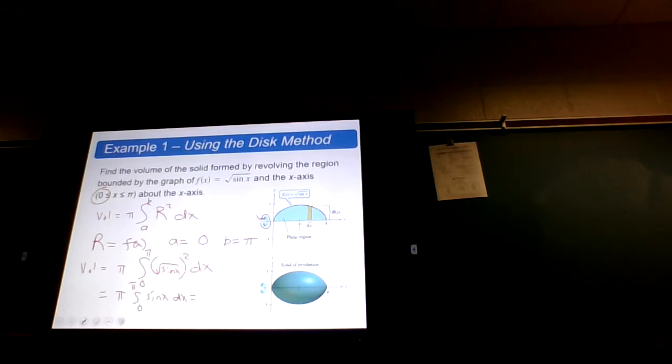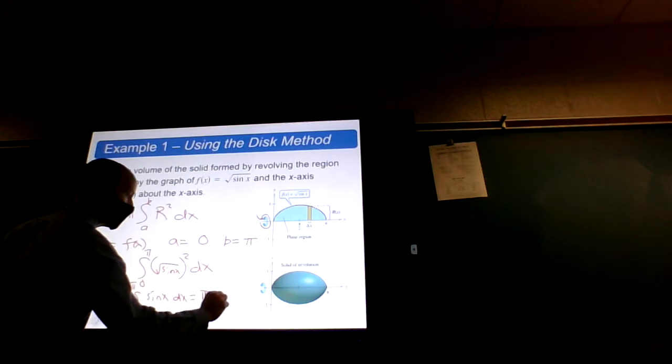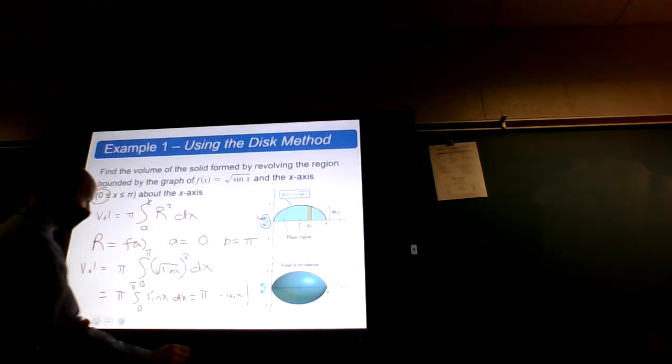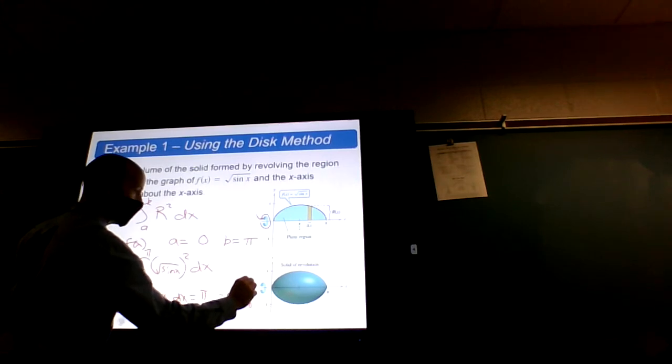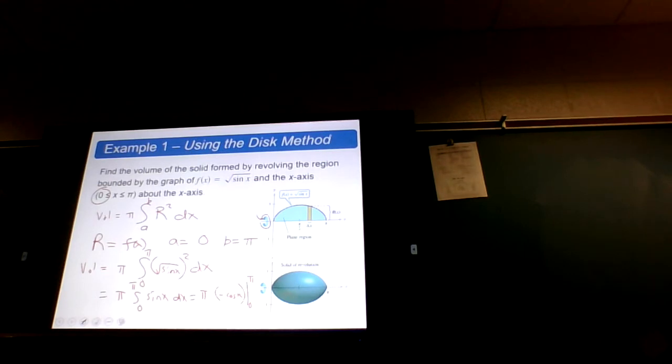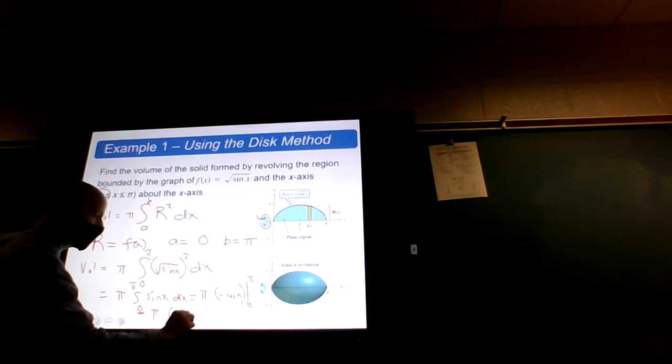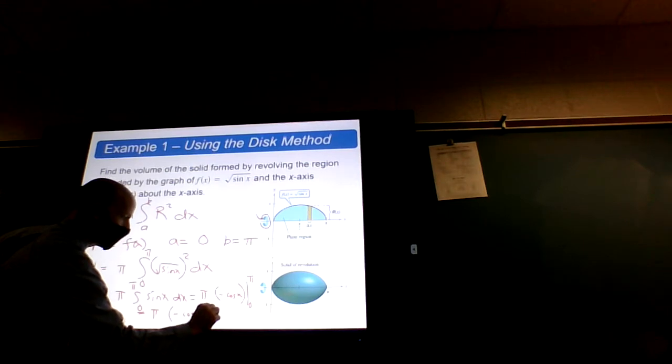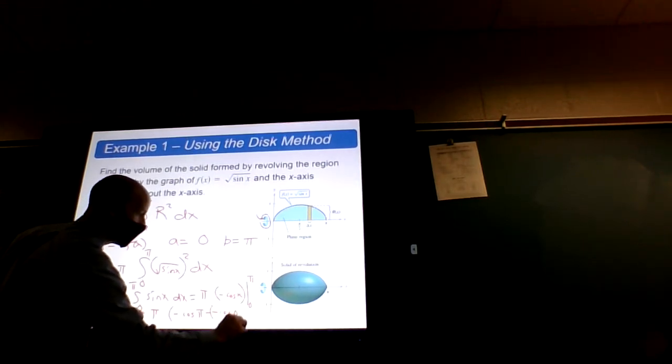And what is the antiderivative of sine x? Negative cosine x. So this is going to be pi times negative cosine x, which needs to be evaluated from 0 to pi. Put this in parentheses. Now, let's go ahead and show all of our work here just to make sure we're good. Okay, it doesn't want to let me write that bottom equals. There we go. I'll put it up there then. So we got pi times negative cosine of pi, and then minus the cosine of 0.